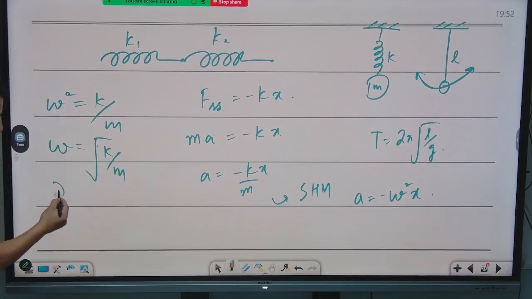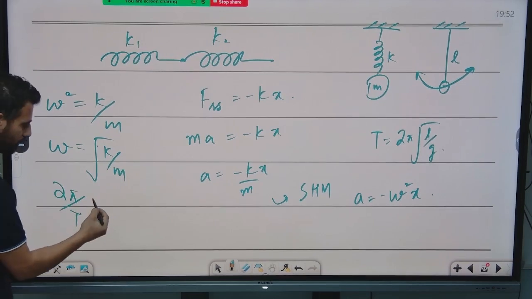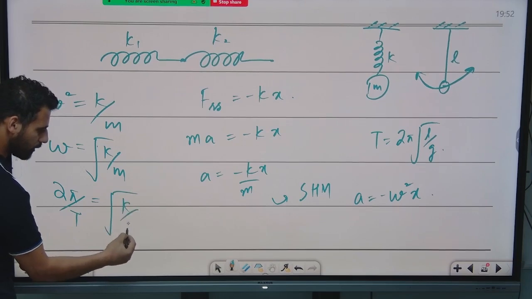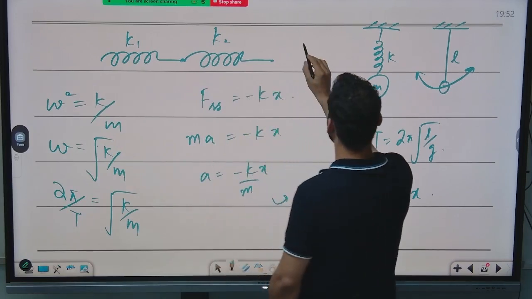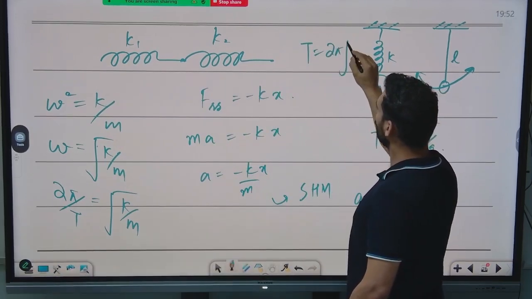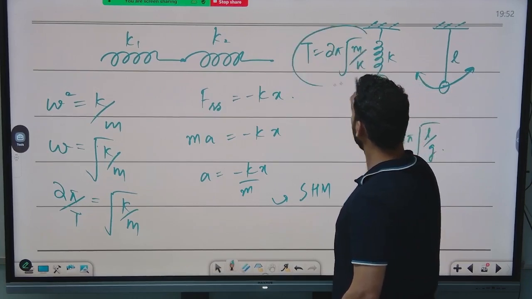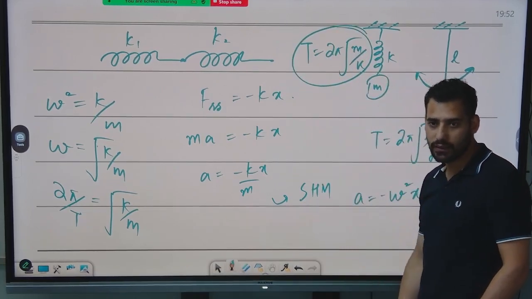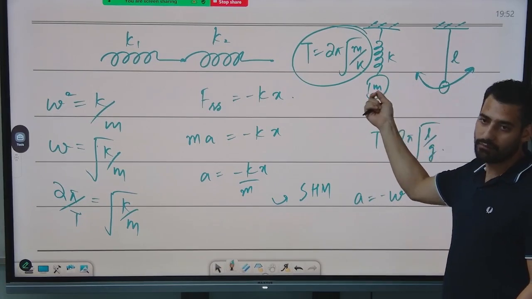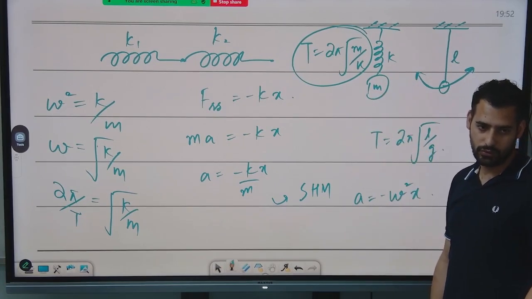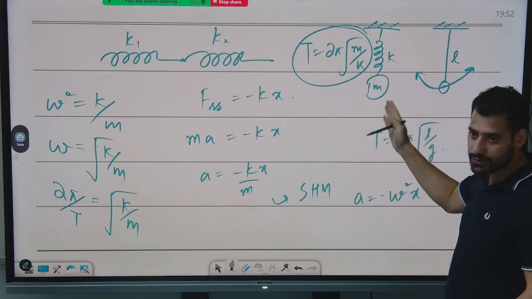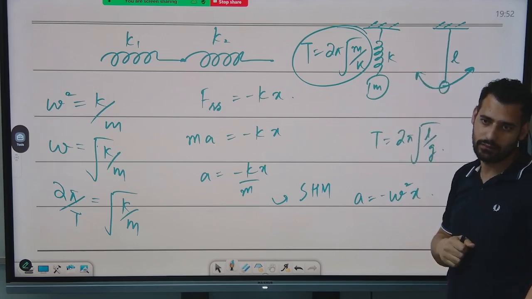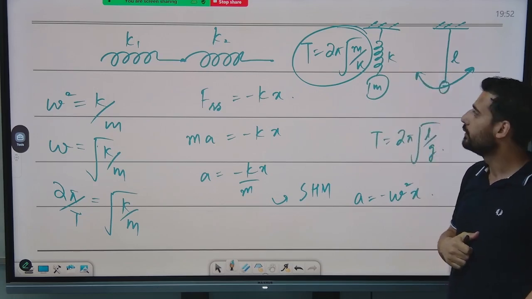But what is omega? 2 pi by? T. So that will be equal to square root of k over m. Therefore you can find the time period. Time period is equal to 2 pi square root m over k. This is the time period of oscillation of a spring with spring constant k, with some mass attached to it. But my question is, if there are two springs instead of one, and then this mass was connected, how will you find the time period of oscillation?